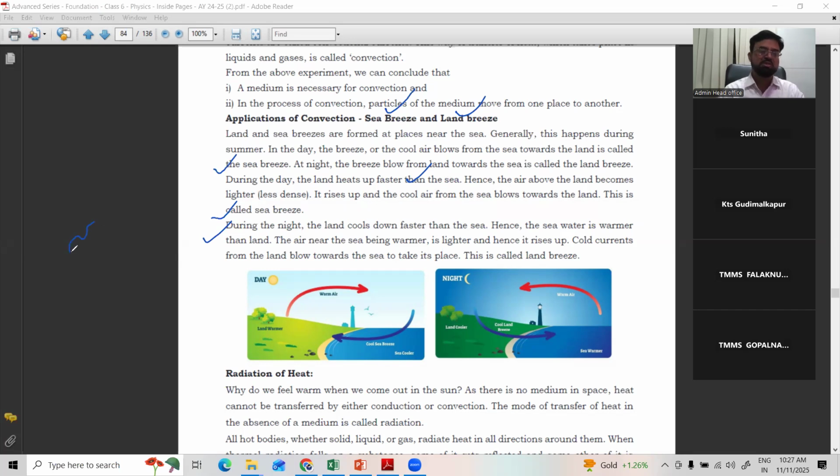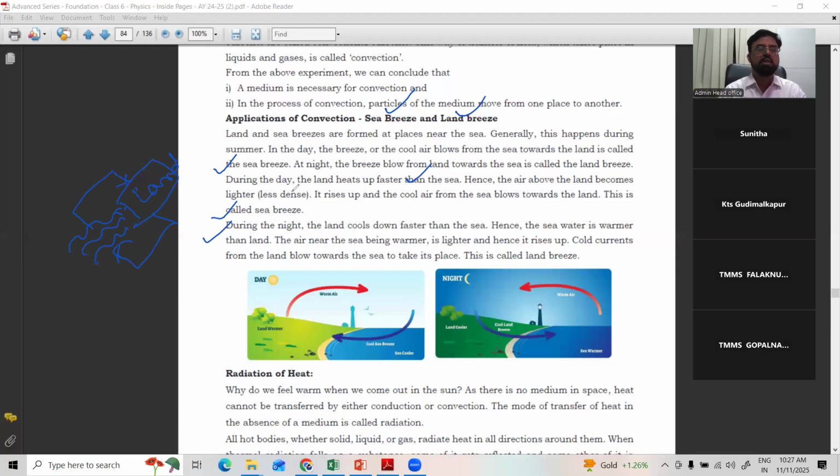Right? Suppose this is the water, this is a beach, here there is a land, the seashore. So in the morning time, what happened here? From here, heat will come here. In the evening, the coolness goes from here to here. Right? The breeze flowing from the land towards the sea is called land breeze. So the lighter air rises up.